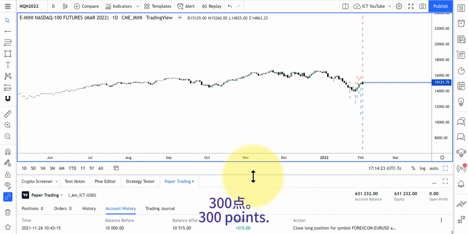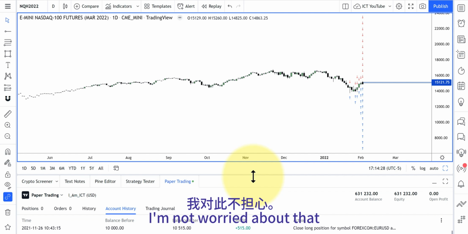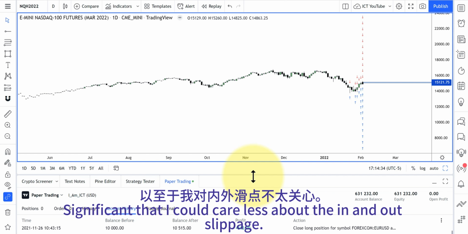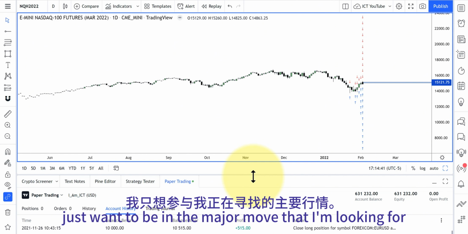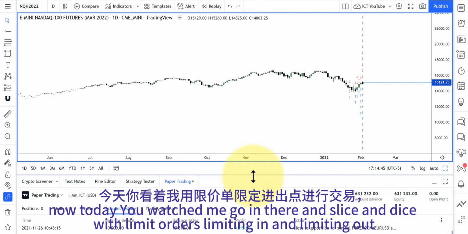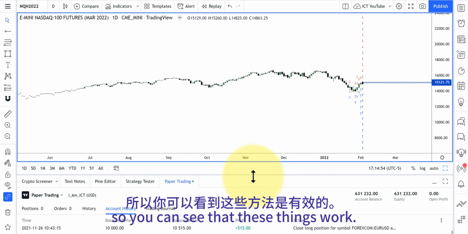slipped by 300 points, okay, or 3 handles. I'm not worried about that, because the position size and swing that I'm participating in is so significant that I could care less about the in and out slippage. I don't care. I just want to be in the major move that I'm looking for. Now today you watched me go in there and slice and dice with limit orders, limiting in and limiting out, not taking any market orders at all. So you can see that these things work.